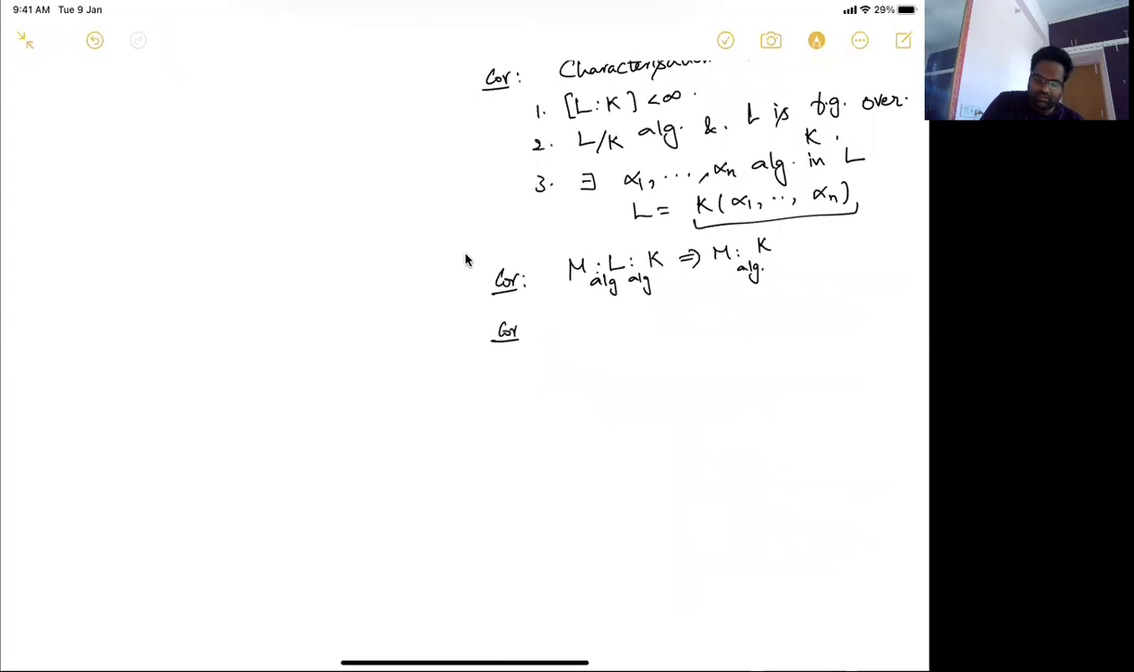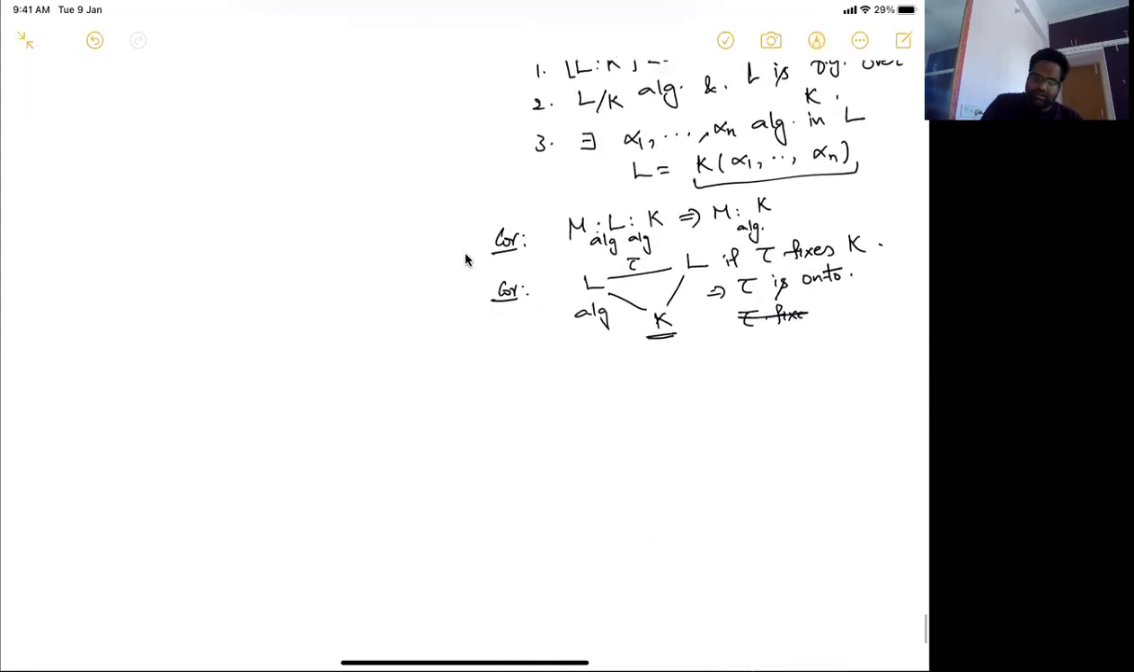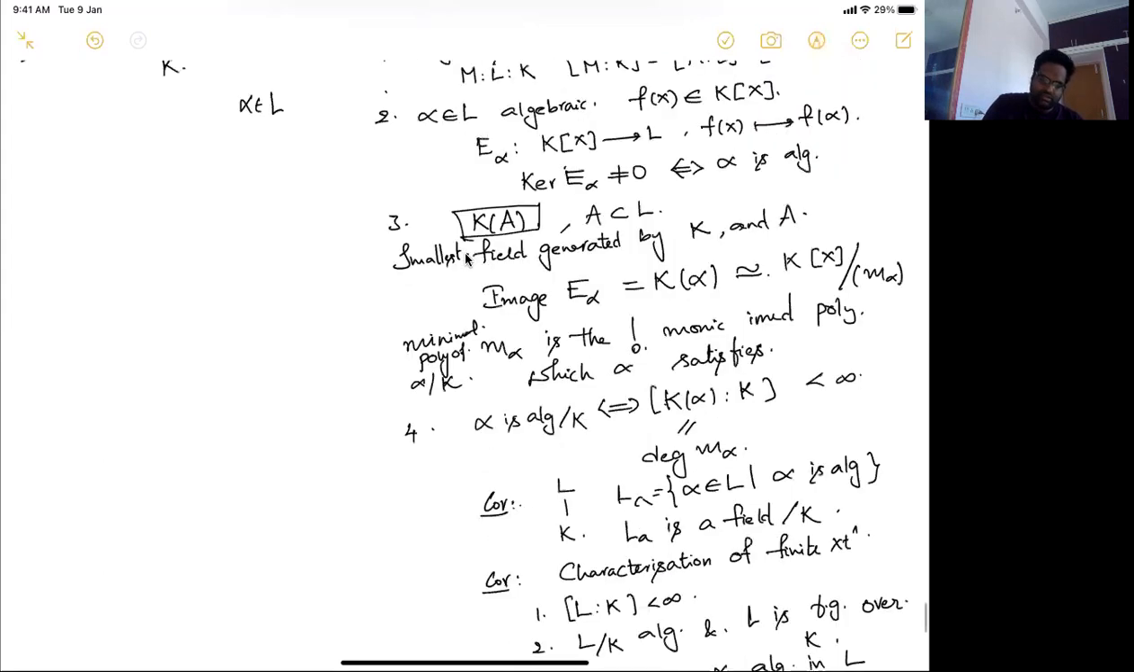Finally, we have seen that algebraicity has the following property. If L over K is algebraic and tau is a homomorphism from L to L which fixes K, then tau is onto, and necessarily bijective. So these are the various results we have seen, and then we proceeded towards deciding whether a given polynomial is irreducible or not.